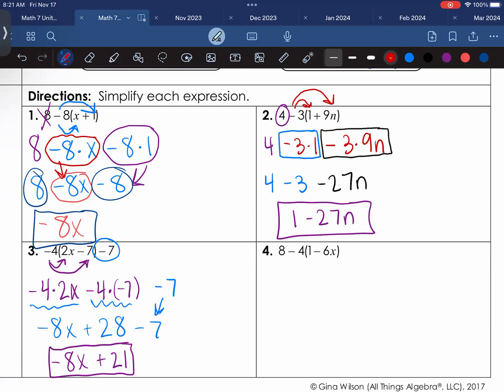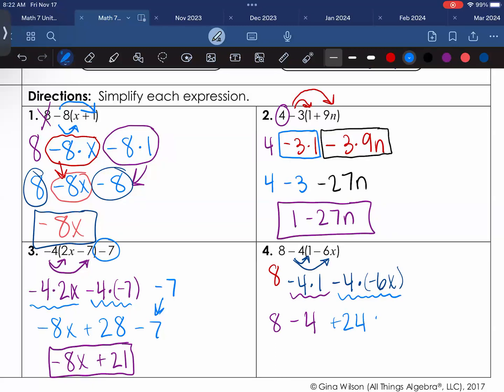Moving on to number 4. Again, bring down this 8. We can't do anything yet with it. We have -4 times 1, and we have -4 times -6x. All right, we have 8, and then -4 times 1 gets us -4. And then we have -4 times -6x. All we need to do is -4 times -6, which is +24, and attach our x.